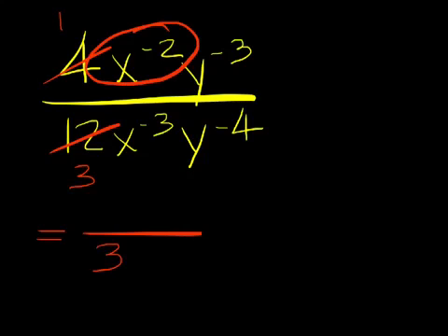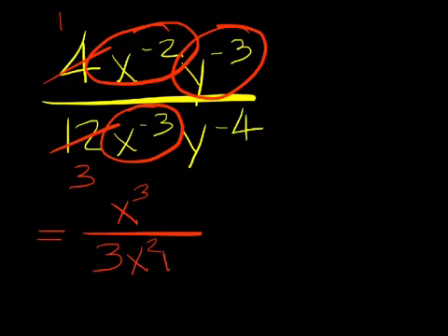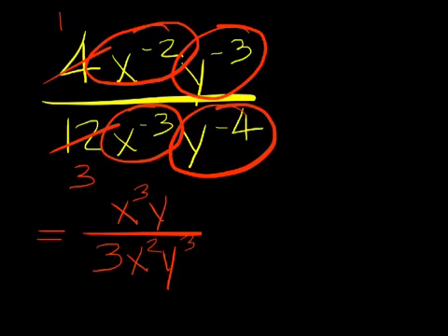Now x to the negative second must go to the bottom, become a positive exponent. And then the x to the negative third from the bottom goes to the top. Exponent becomes positive. Now you still have negatives on the y's. Y to the negative third goes to the bottom, and y to the negative fourth goes to the top.